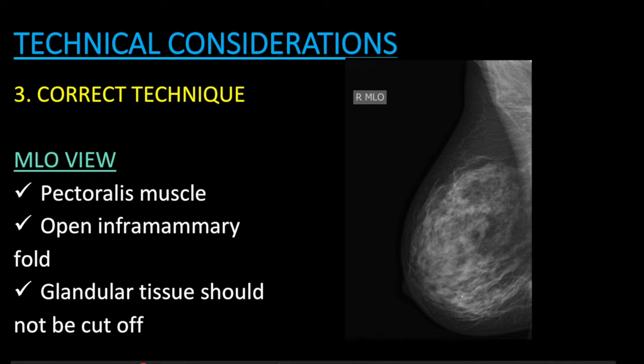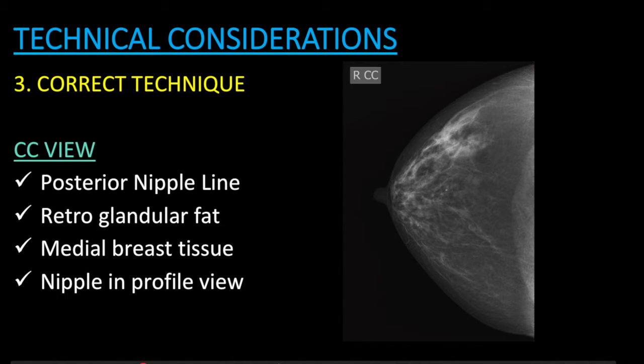Now, how do we look for the correct technique? So on a MLO view, we see that the pectoralis muscle is imaged completely, the inframammary fold is open, and the glandular tissue should not be cut off. On a craniocaudal view, we look for the posterior nipple line, check that the retroglandular fat is visible, at least some part of it, look for the medial breast tissue, and the nipple should be visible in profile view.